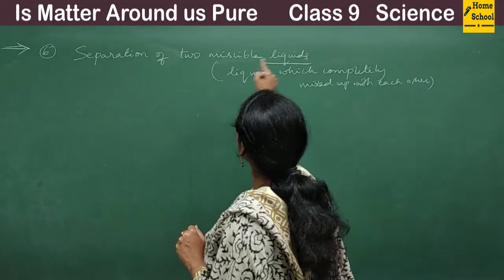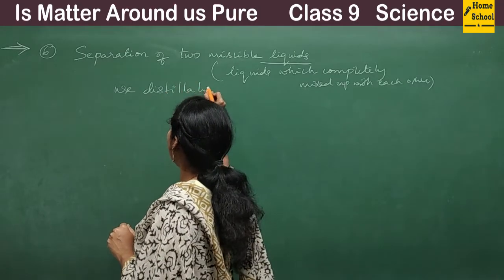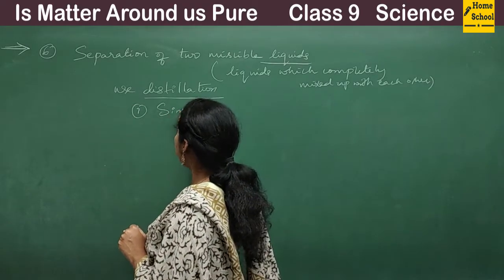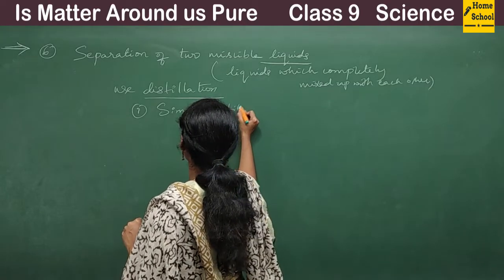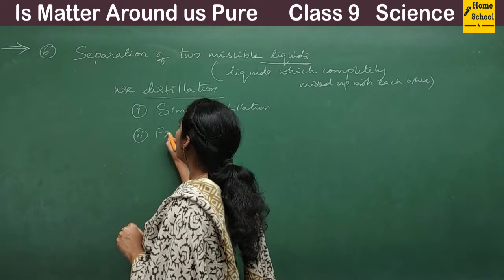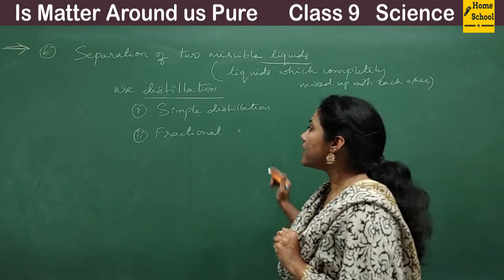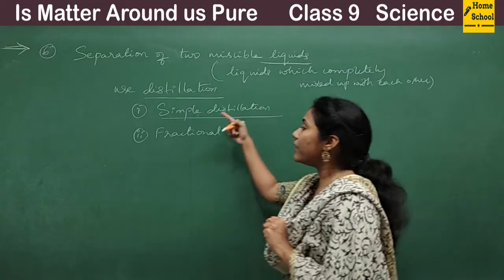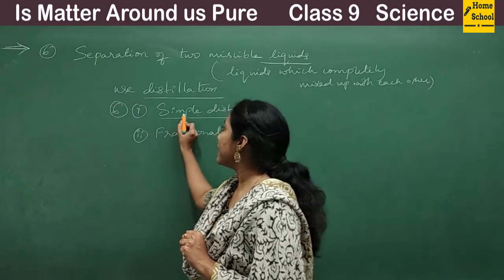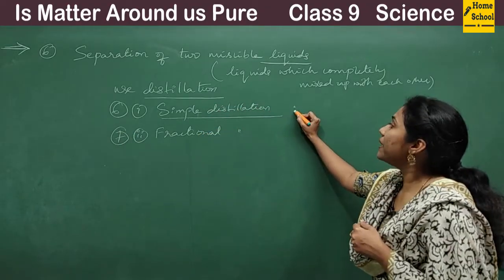To separate two miscible liquids, we use a technique called distillation. There are two types of distillation actually: one is simple distillation, and the other is fractional distillation. Let us first understand simple distillation. Later we will go for fractional distillation. So this is our sixth method, simple distillation. The seventh method is fractional distillation.